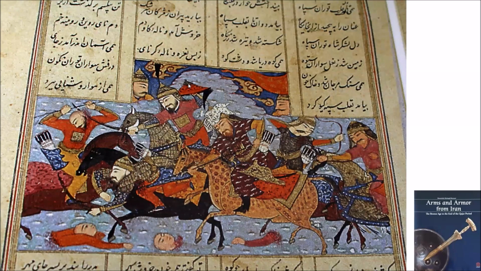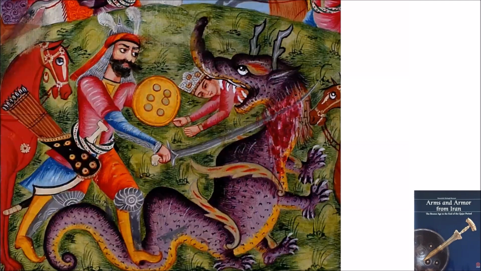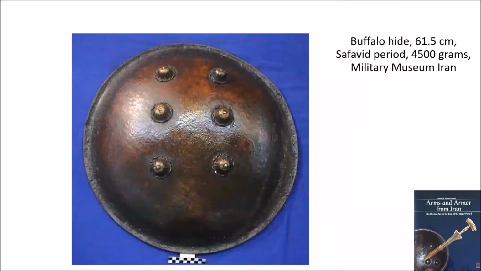This is one main buckle. This resembles more some Ottoman Kalkan shields. That type of shield was also used in Iran. And here with 6 shield buckles, and I will explain why some of them have 4 and some of them have 6. This is a buffalo hide.